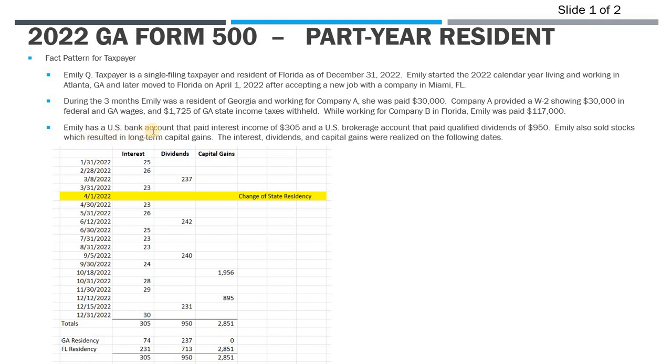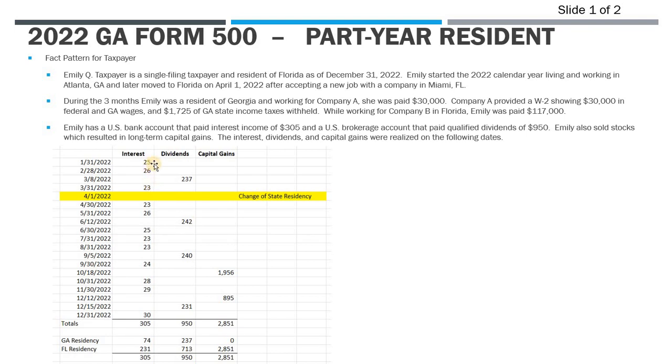Now, for investment income, she had a bank account that paid some interest of $305 and a brokerage account that paid out qualified dividend income of $950. And then she also sold some stocks during the year, which resulted in long-term capital gains. And so the worksheet we see down here is a summary of the investment income and when everything was paid out. Now this is important because when you're a part-year resident, the investment income, you basically record it when it was accrued and paid out to you.